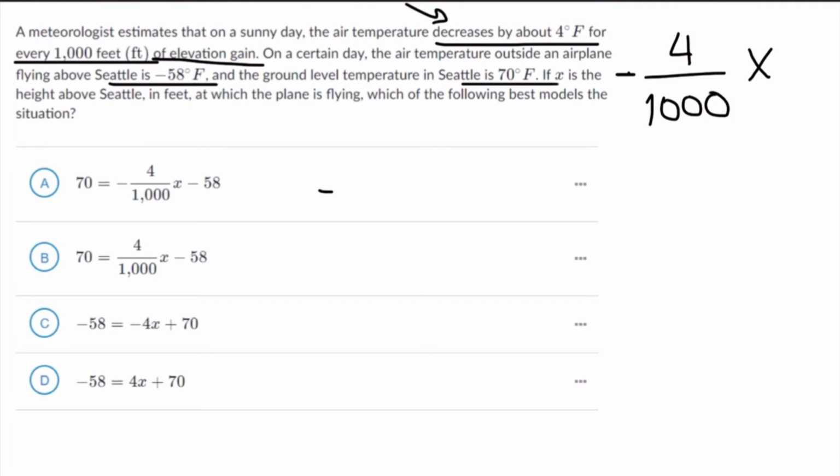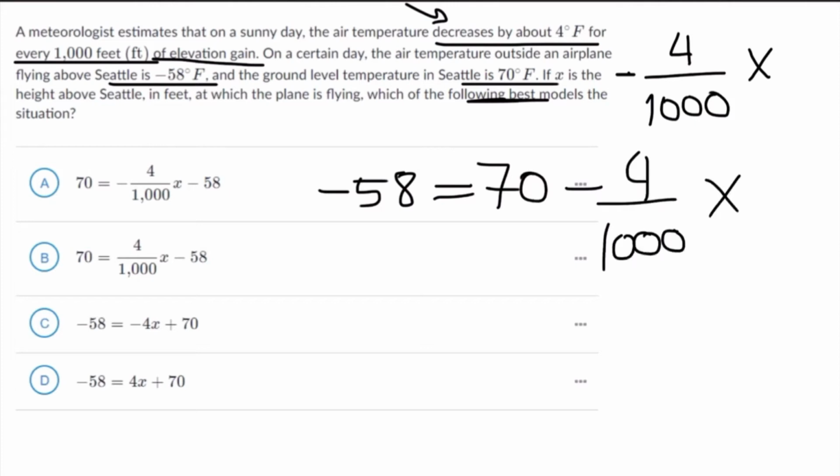And for this specific situation, they said that the air temperature outside an airplane above Seattle is negative 58, and the ground level was 70. So originally, in this specific situation, it's negative 58, right? So we want to keep y as negative 58 for the air temperature. And originally, or like on the ground, it was 70. And then the slope, negative 4 over 1,000 x. Now, x will represent the height where we got this air temperature. So I would say this is the equation that represents the situation here.